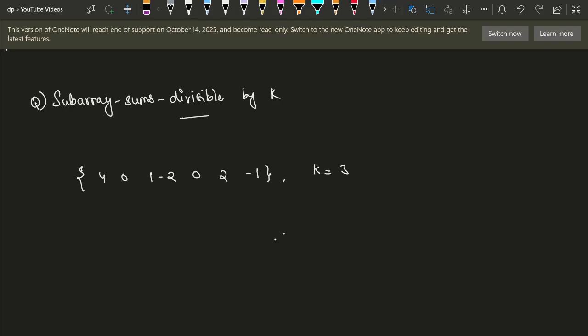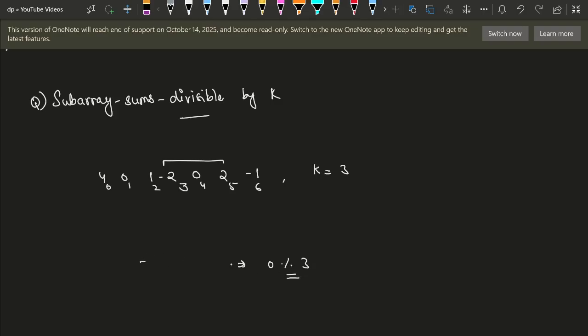So if I take the example of this array, and firstly also let me just write down the indices, then we'll talk. So this is 0, this is 1, 2, 3, 4, 5, and 6. And okay, so now let's talk about this. We have to count how many subarrays exist such that they are divisible by 3. So I can pick this one. So the subarray is -2, 0, and 2, and its sum is 0. So 0 is divisible by 3.